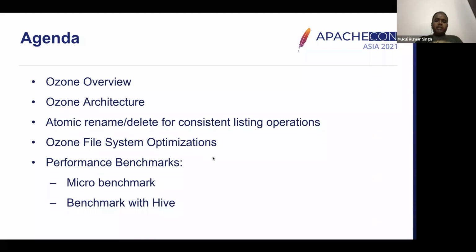Okay, so let's quickly go through the agenda. We will be covering a few things in here. We'll start with the overview of Ozone and then how we have architected it, what are some of the important pieces of Ozone, and then we would specifically be going into the performance aspects on how Ozone becomes a high performance object store. So we'll be talking about how we implemented atomic renames and deletes, and then we would specifically be going into some of the performance benchmarks where we would present some of the micro benchmarks as well as more application based benchmarks as well.